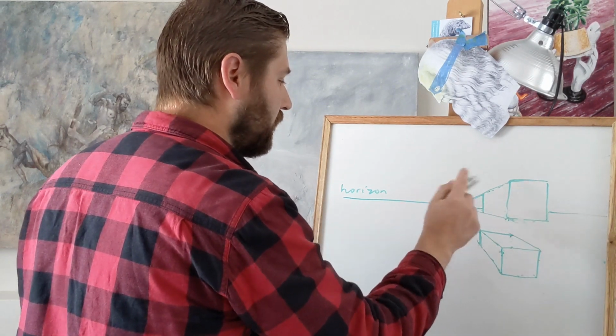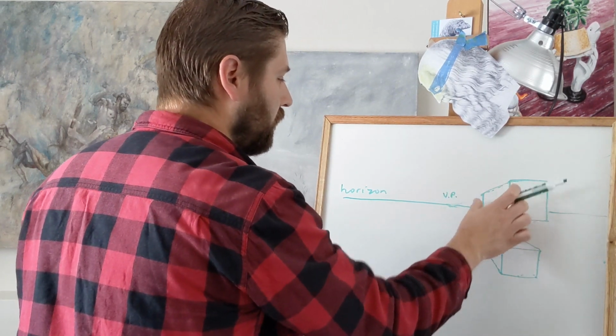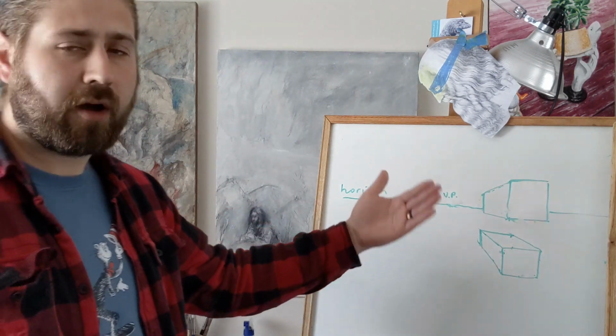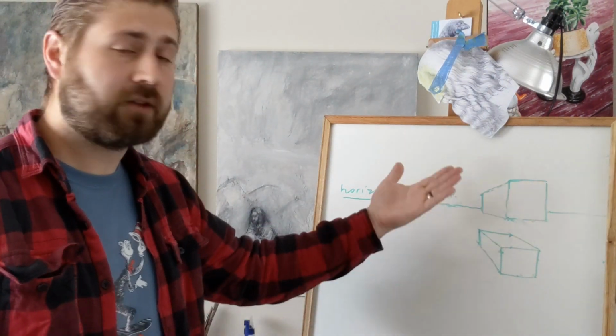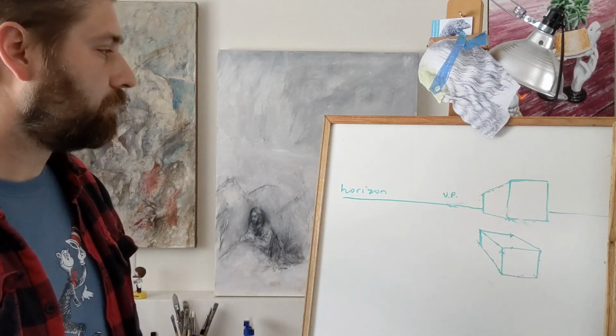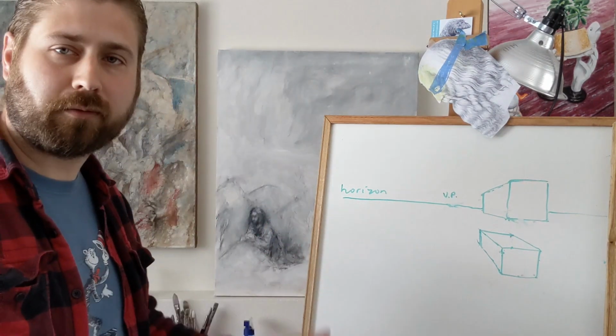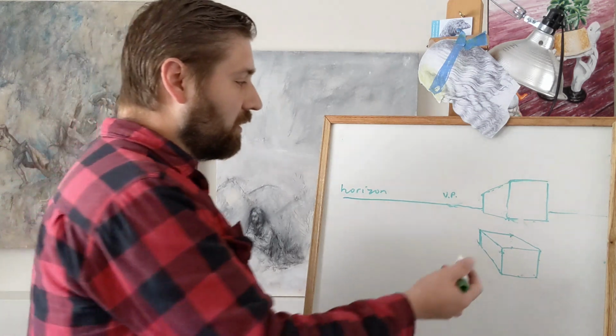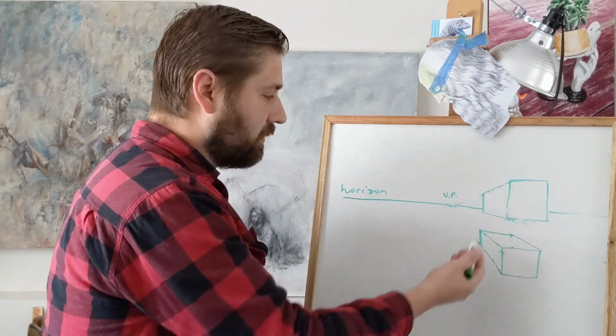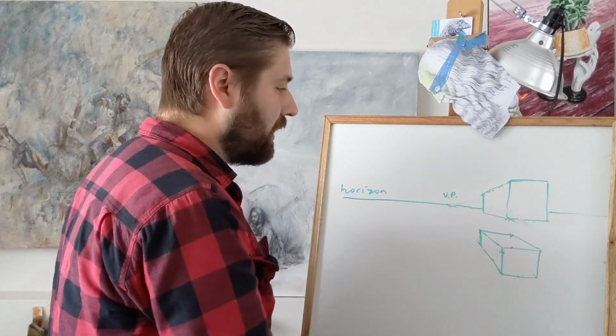So let's bring our horizon line back. And now we have a form on our horizon line. Could easily turn this into a house or whatever, building. You can turn it into cars or whatever. So that's how you draw that one.